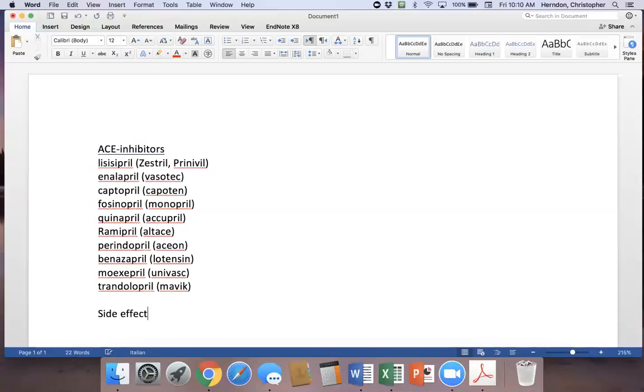Okay. What are the big side effects with these drugs we have to worry about? We're going to start this side this time. Go. Angioedema. Okay. Cough. Cough. Come on. Seriously? Nothing? Okay. Elevation in serum creatinine.